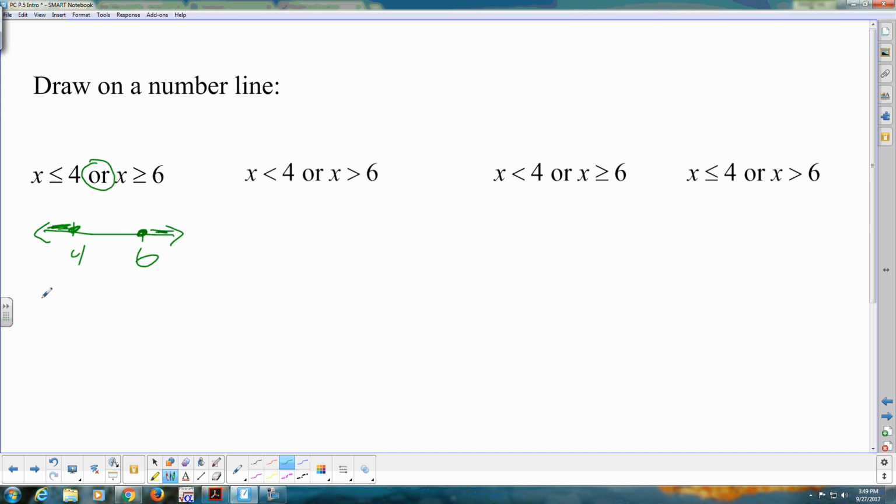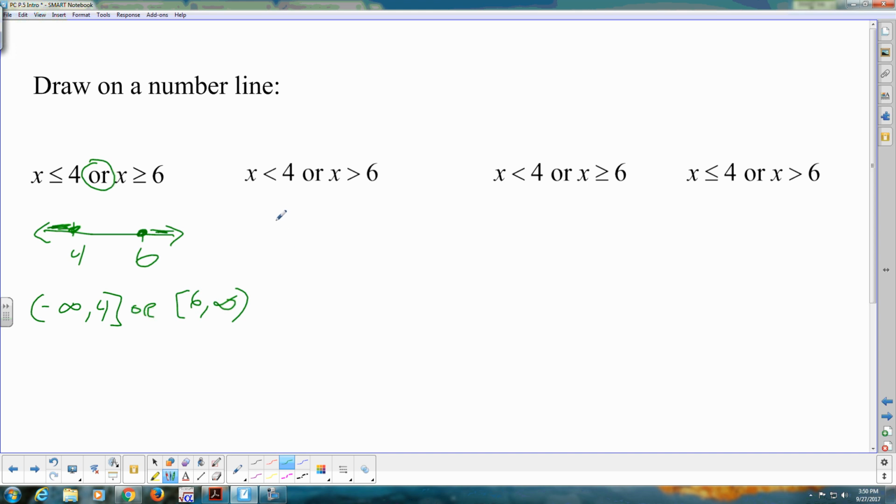So writing this with interval notation, -infinity to 4 bracket, or oops, we've got bracket 6 going to infinity. Okay. The only difference with these two is it doesn't have the equal sign with it. So the answers, I mean, that's the only thing that's changing.